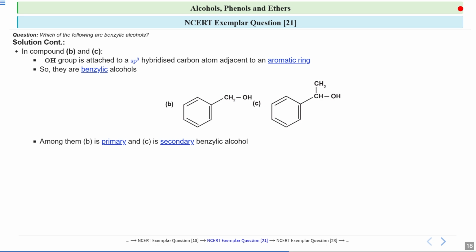Among them, B is a primary and C is a secondary benzylic alcohol. If you see over here, this is a primary benzylic alcohol. Why? Because the carbon to which the OH group is attached is further connected to one carbon atom. And this is a secondary benzylic alcohol. Why? Because the carbon to which the OH group is attached is further connected to two carbon atoms, one this carbon atom and one this carbon atom of the benzene ring. That is why this is a secondary benzylic alcohol, but both are sp3 hybridized carbon. So correct options are B and C. I hope this question is clear.